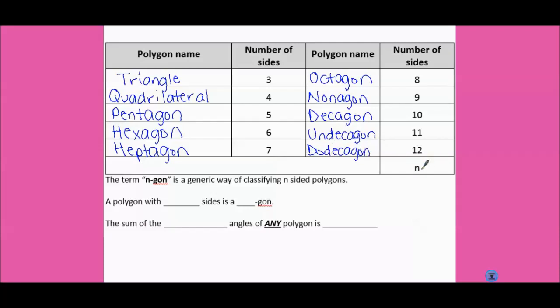Now what if it has n sides, or any number of sides? We sometimes just refer to it as an n-gon. It's just a generic way of classifying whatever number of sides. Something like a polygon with 14 sides would be known as a 14-gon. So if it gets any higher than 12, you just put the number in front of gon. The sum of the exterior angles for any polygon, so all of these, any that you can think of, is always 360 degrees.